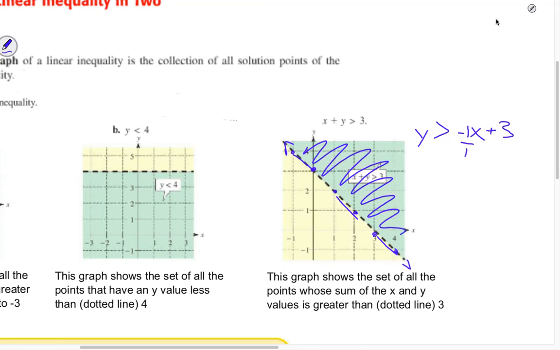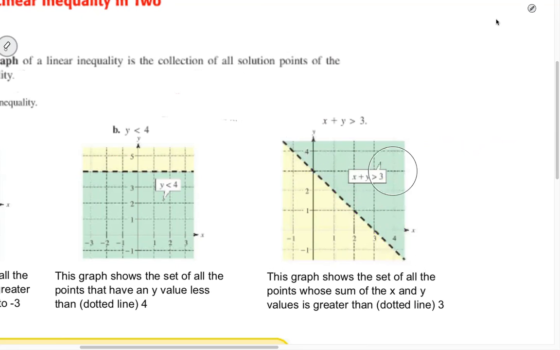Now, that's one way to graph this one. Another way to graph this one is as follows. Well, what if I want to graph this by intercepts?